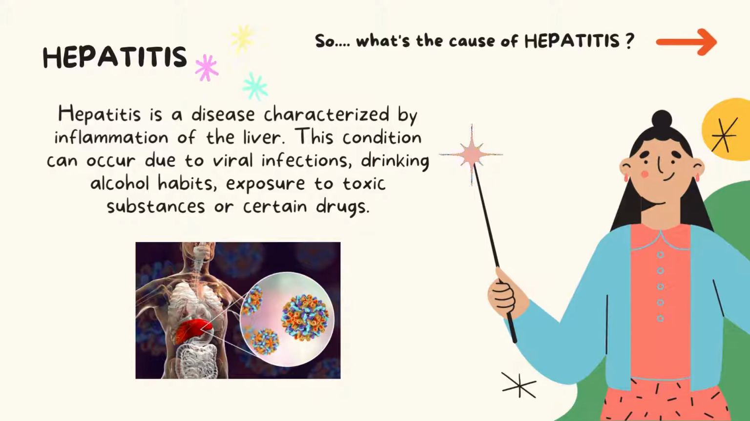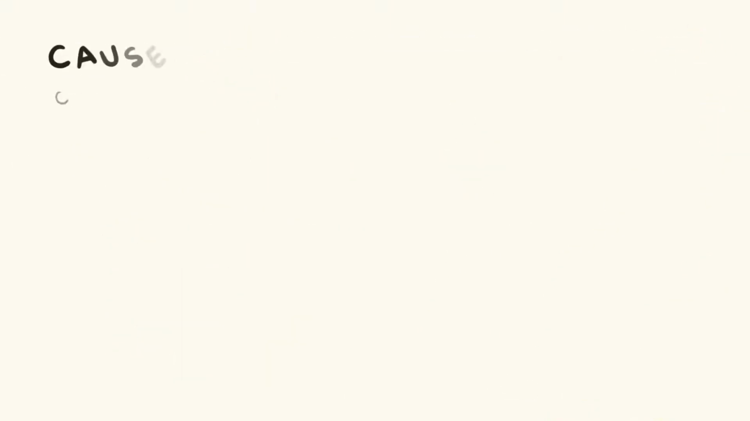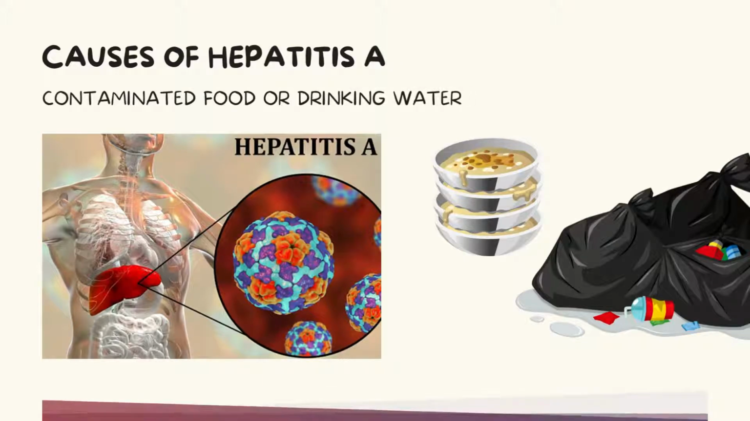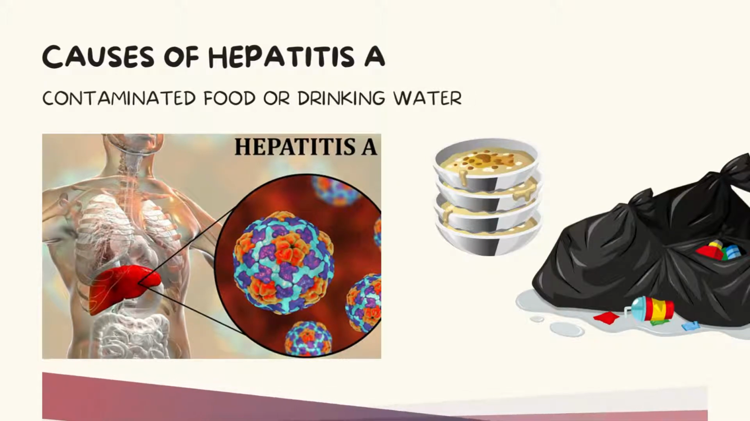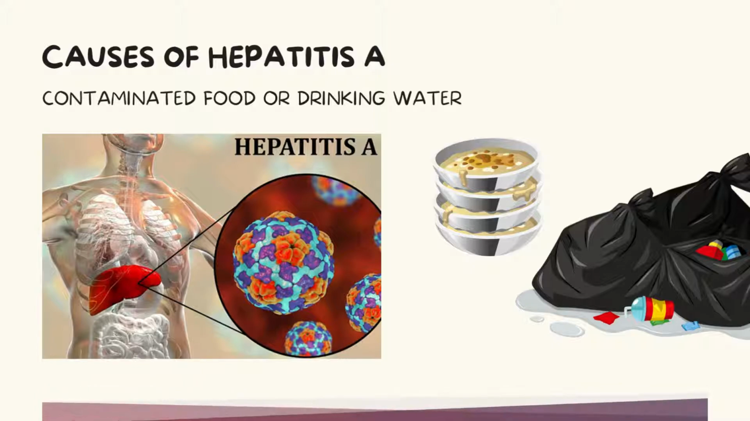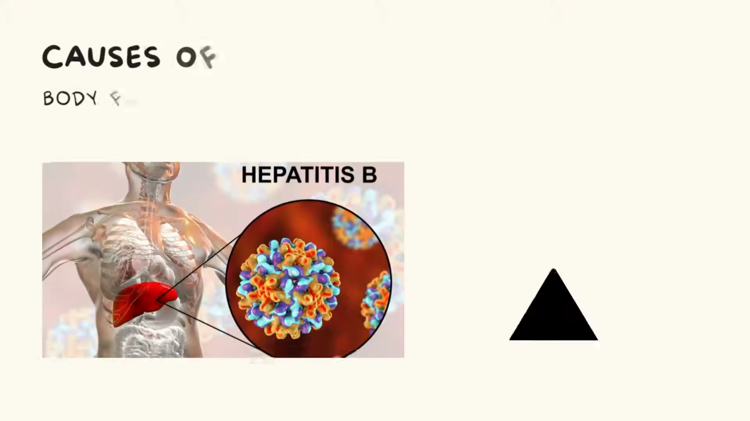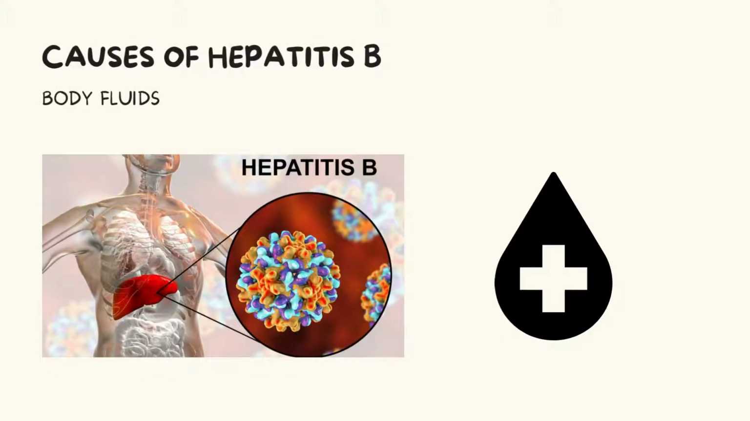So, what are the causes of hepatitis? Hepatitis A, caused by the hepatitis A virus or HAV. It can be transmitted through contaminated food or drinking water. Hepatitis B, caused by the hepatitis B virus or HBV. This type is generally transmitted through body fluids such as blood.